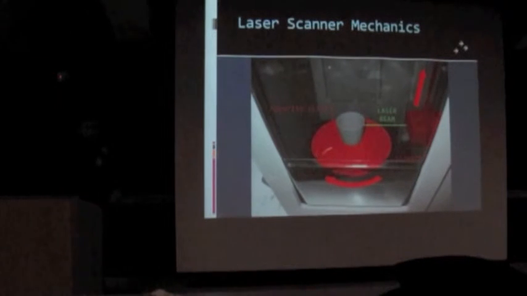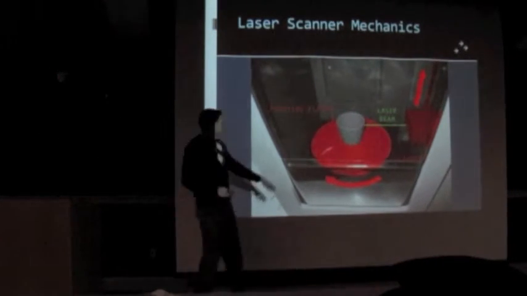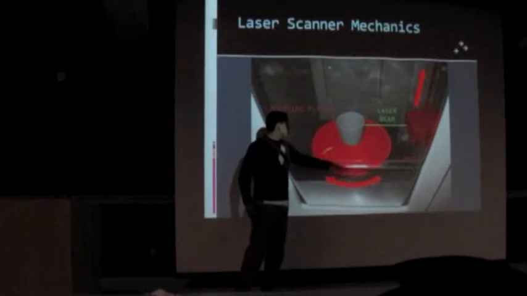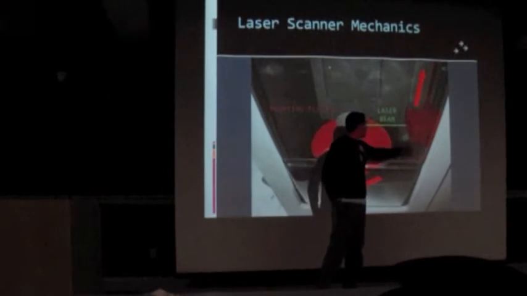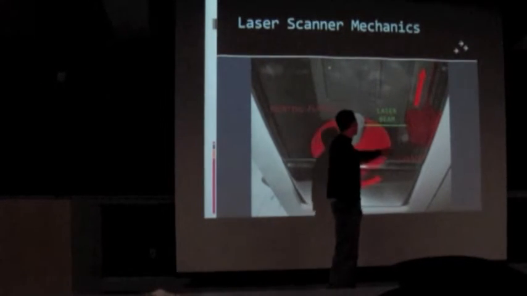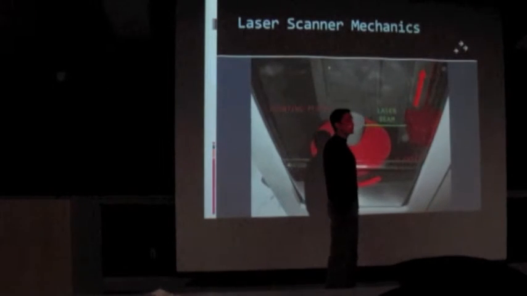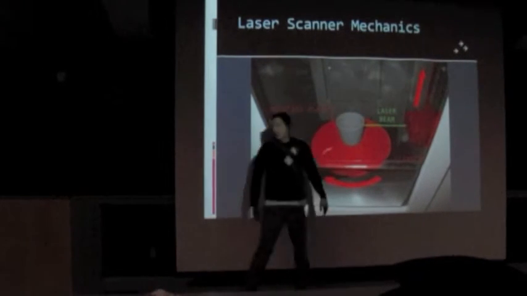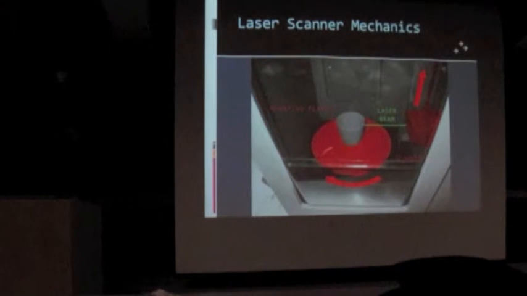Basically, this is the mechanics of the scanner. This plate right here rotates, and this right here is the scanner itself, and it moves in a vertical direction. It moves in small increments and then takes a full 360 scan of the object that you're working with.